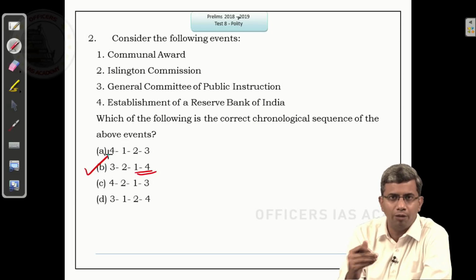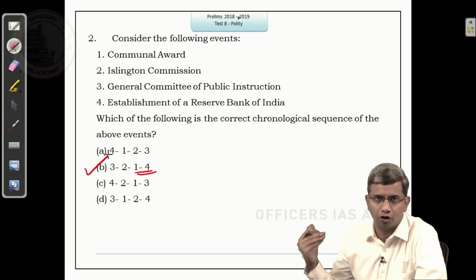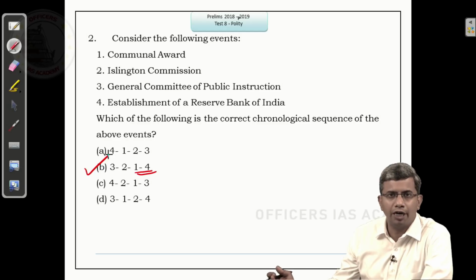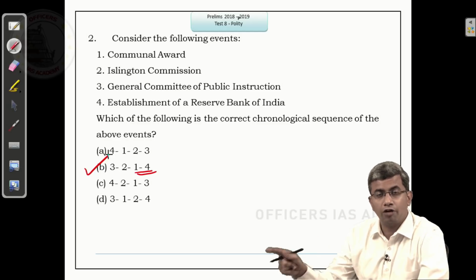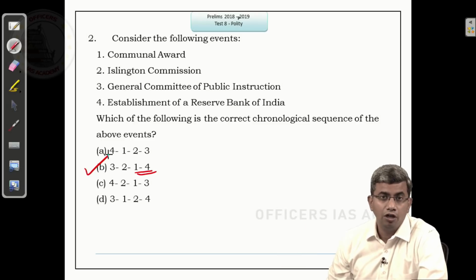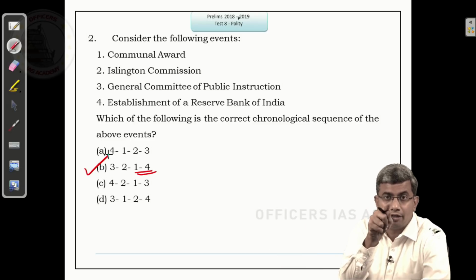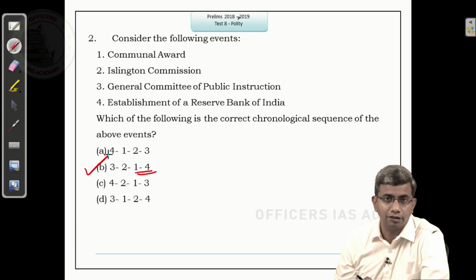Here also you have eliminated only because of your knowledge about the Poona Pact, and your knowledge about the Reserve Bank of India being set up in 1935. Again, under the Reserve Bank of India Act 1934, the Reserve Bank of India was set up in 1935. So because of that knowledge, you apply that knowledge while eliminating the answers, right?